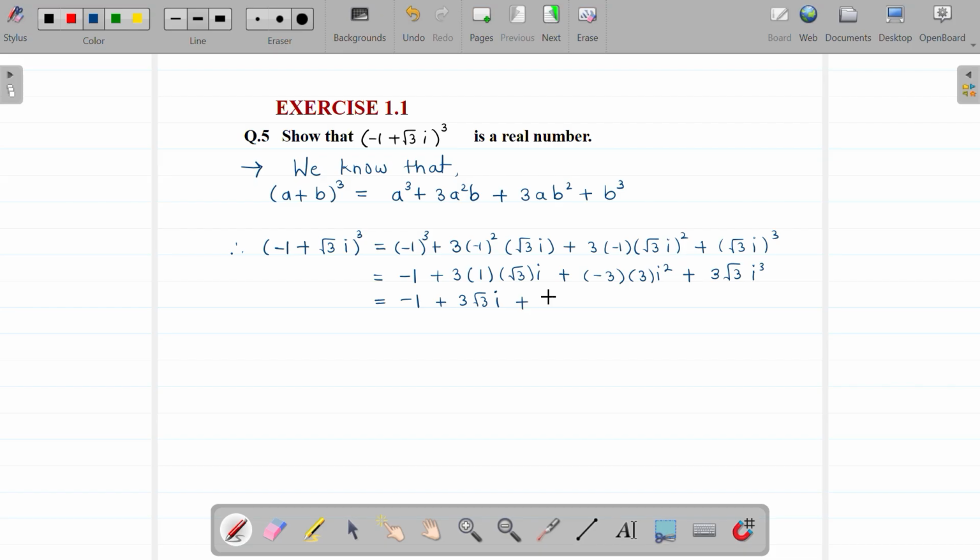3 threes are 9. Here i³ is -i. 3√3 as it is, 3√3 i and minus 3√3 i. These two terms will become 0. -1 plus 9 is 8, and it is a real number.